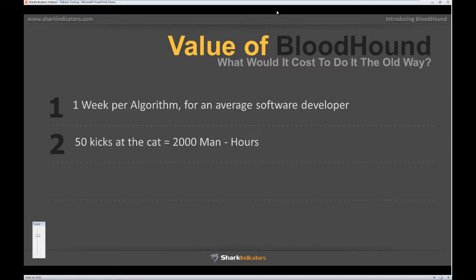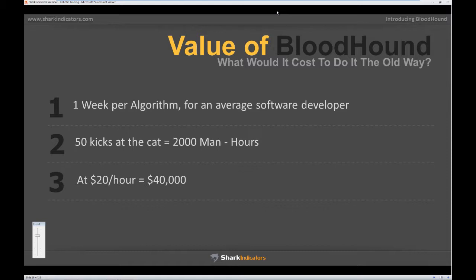You're looking at about 2,000 man hours of coding time. That's how much it would cost if you were to hire a software developer to do the same thing that you would have performed in Bloodhound. The total cost of that would be $40,000 at $20 an hour. And while that may not be a big deal for, say, a hedge fund, if they have software staff and can simply task someone to do that, it is a big deal certainly for the retail trader.